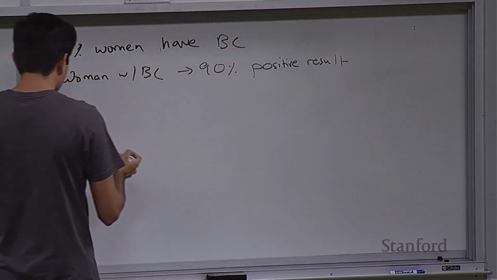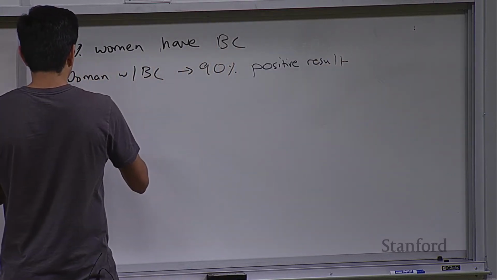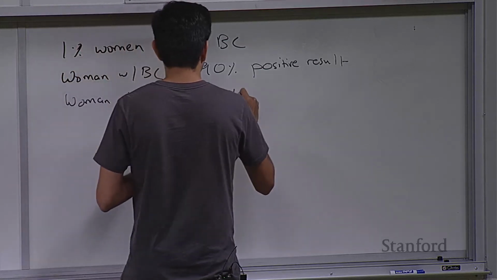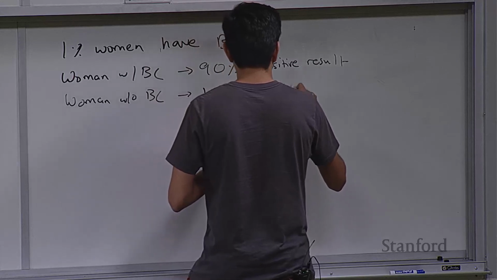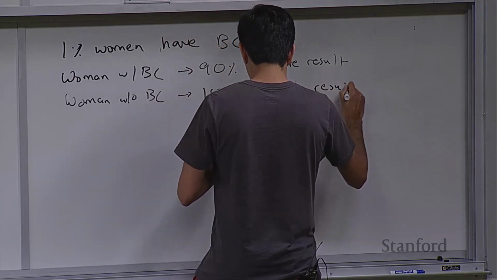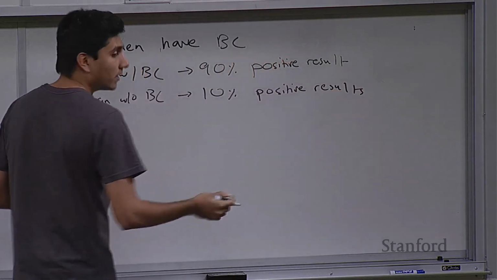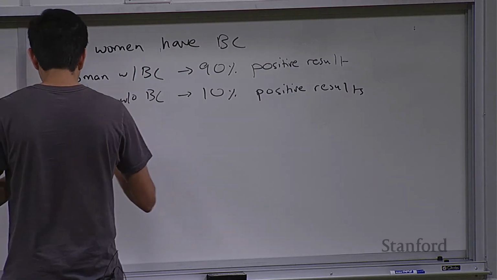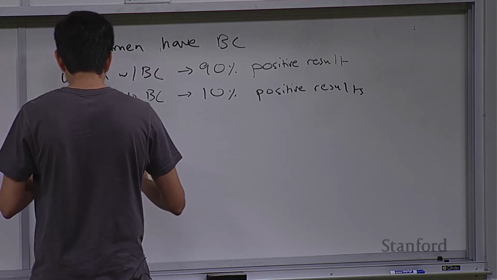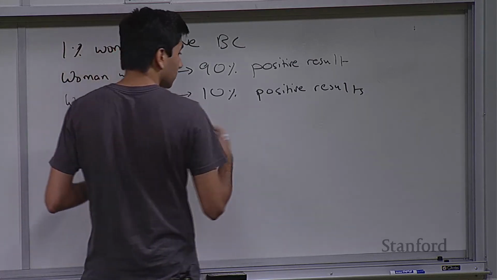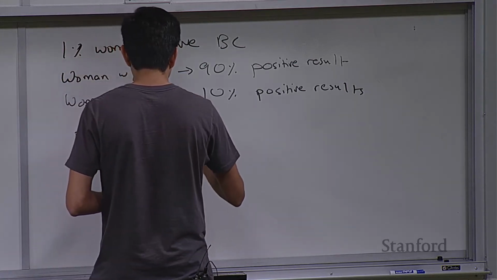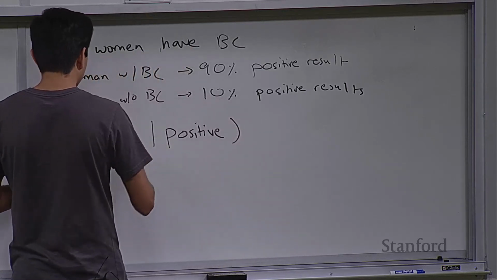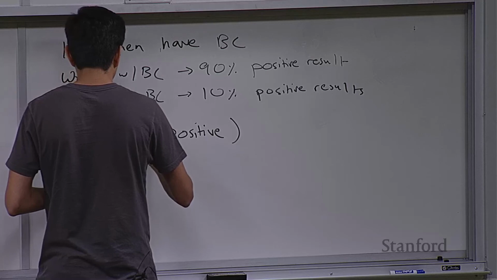And a woman without breast cancer has a 10% chance of a positive result on the test. Now, the question we'd like to compute for any given patient is: given that a person has taken the test and has a positive result, we want to compute the probability that this person has cancer.